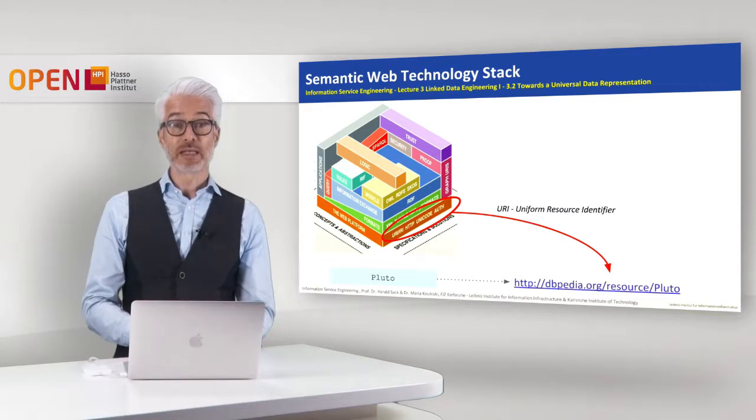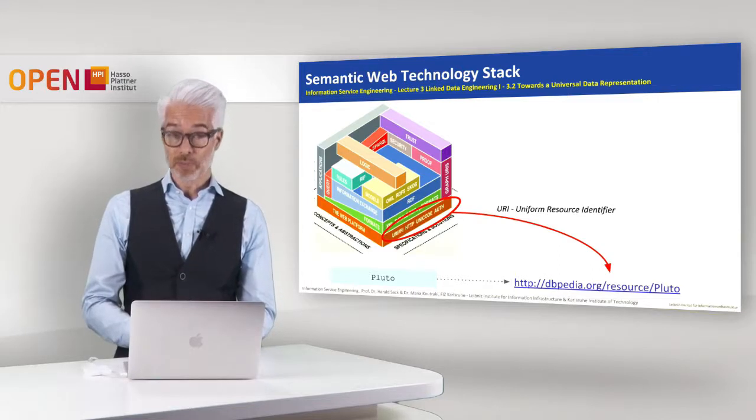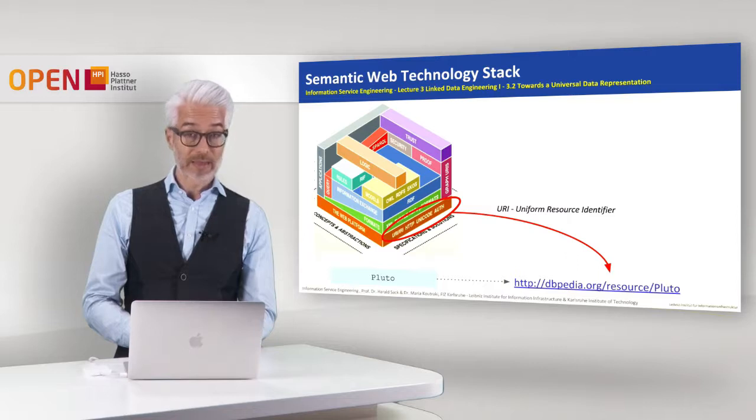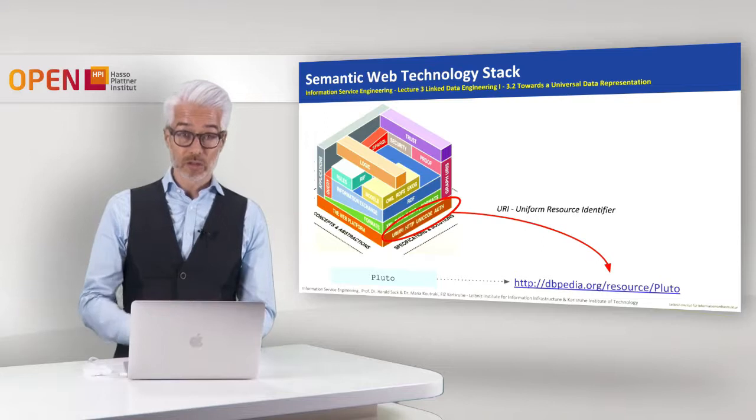For example, to find information about the dwarf planet Pluto, I need a URL. And the URL where I find information about Pluto is, for example, the Pluto information that is represented within the so-called DBpedia knowledge base. And you see here the reference to the DBpedia knowledge base, which has been derived from the Wikipedia online encyclopedia. And their knowledge about the dwarf planet Pluto is gathered, is represented, and can be accessed. So this is a typical example of a URI. We will talk about that later.